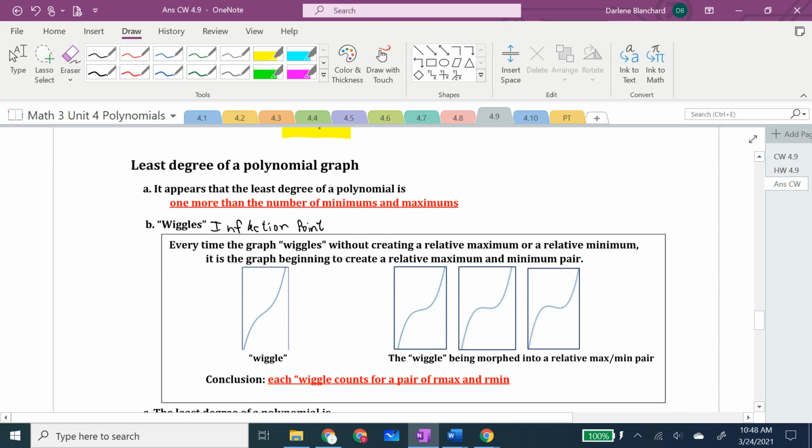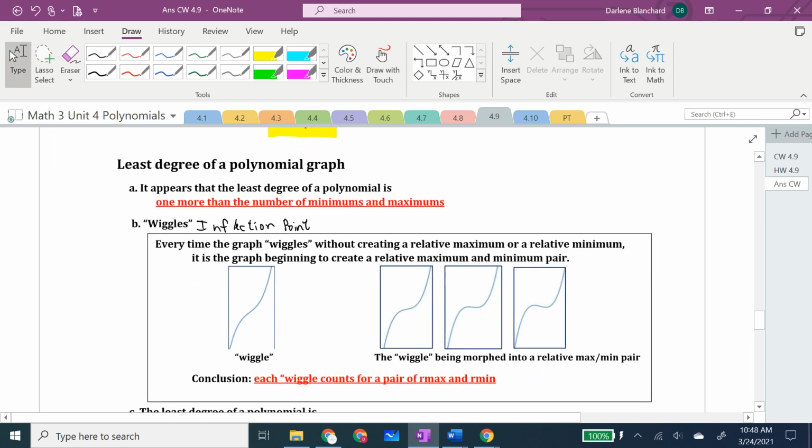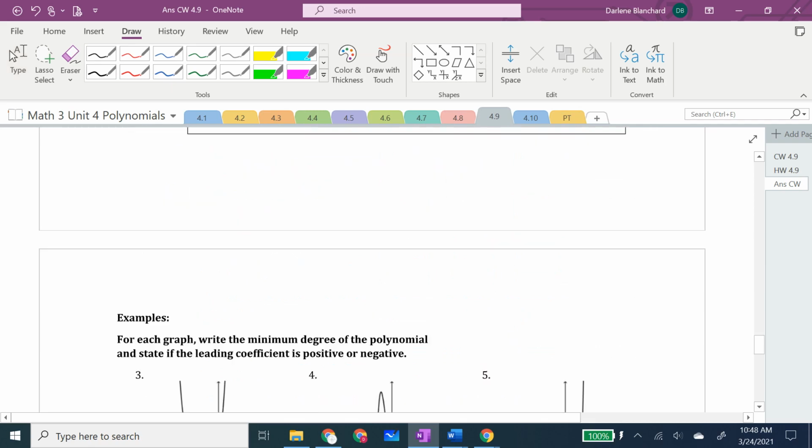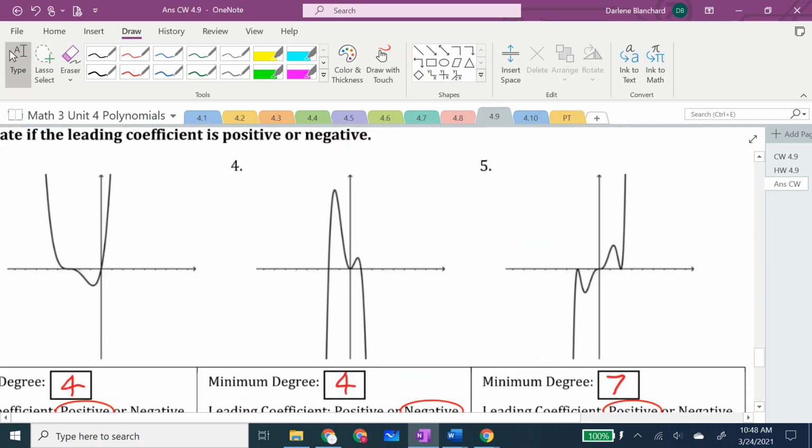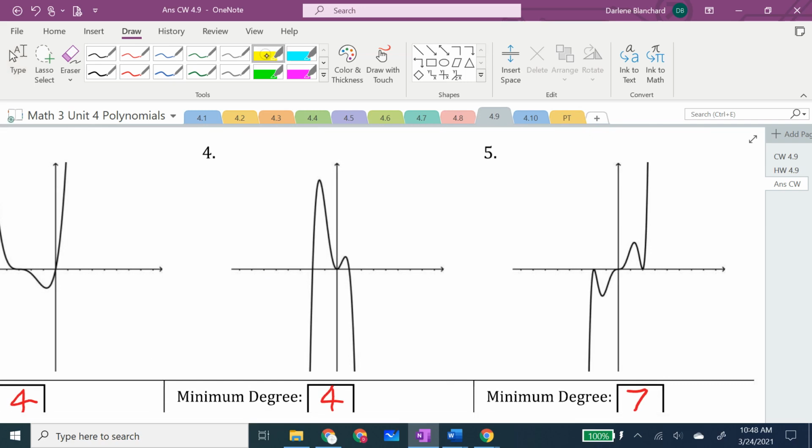So, when it comes to what is the least degree of a polynomial, we have already started to look at this. The number of minimums and maximums, your least degree is one larger than the number of minimums and maximums. So I'm going to point out on number 4, we have a relative maximum, a relative minimum, and a relative maximum. There are 3 of them. Add 1, minimum degree is 4.